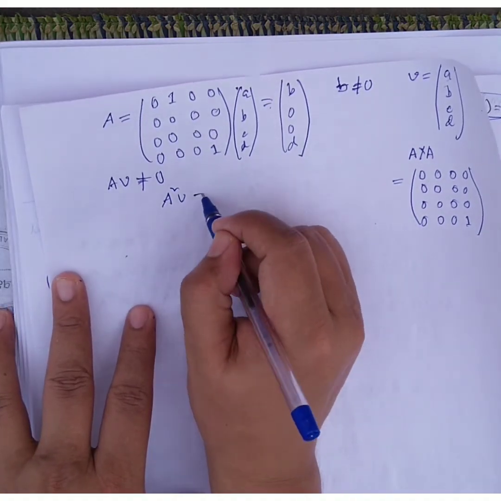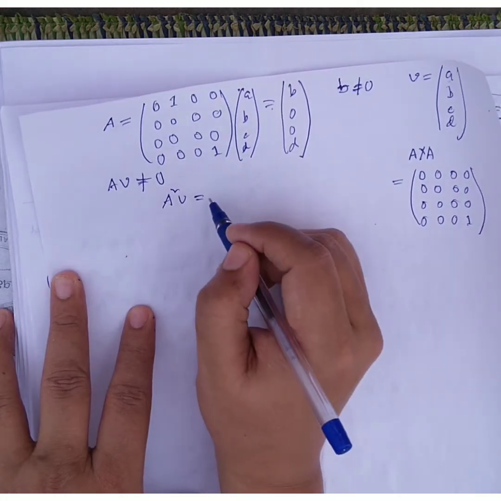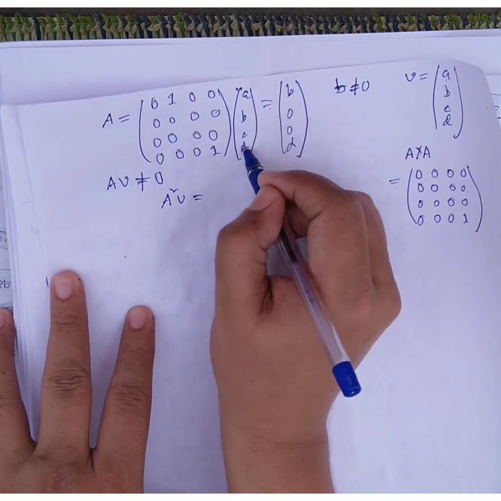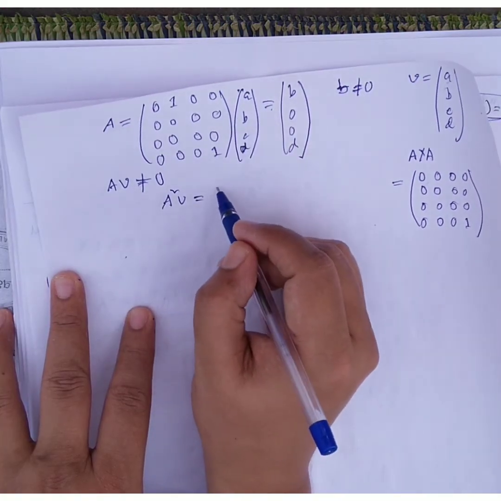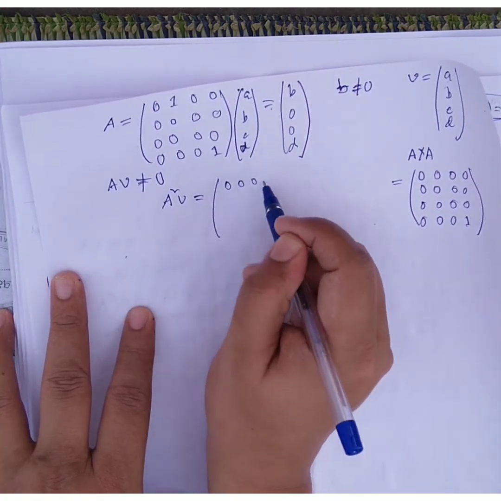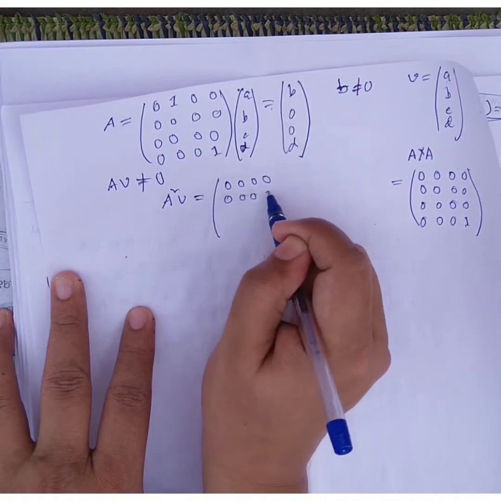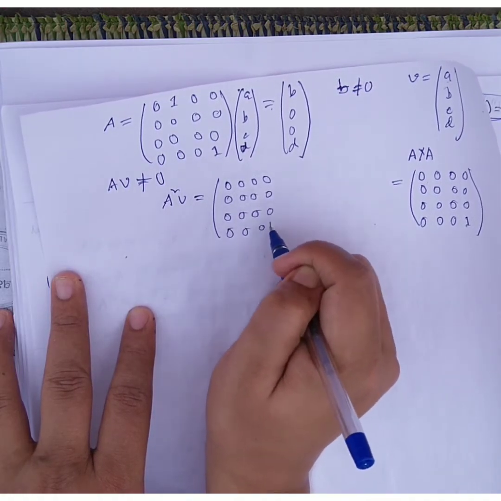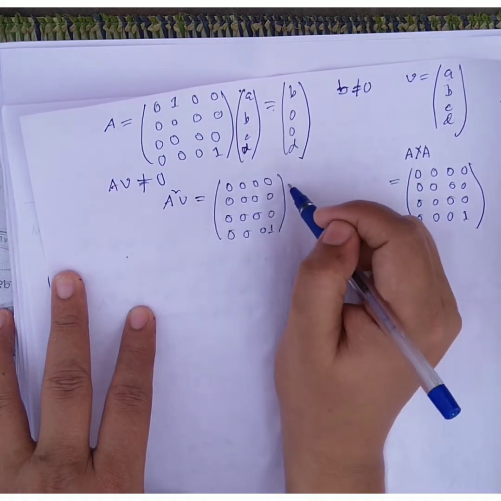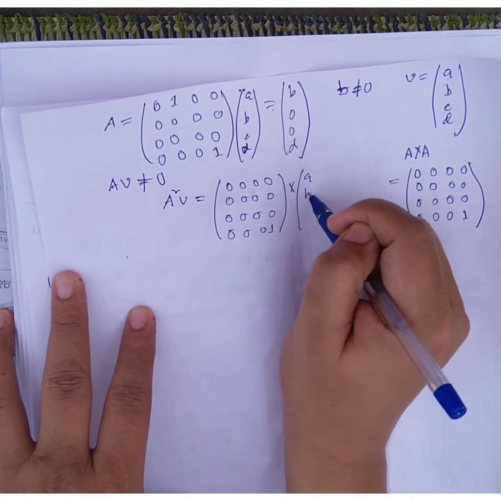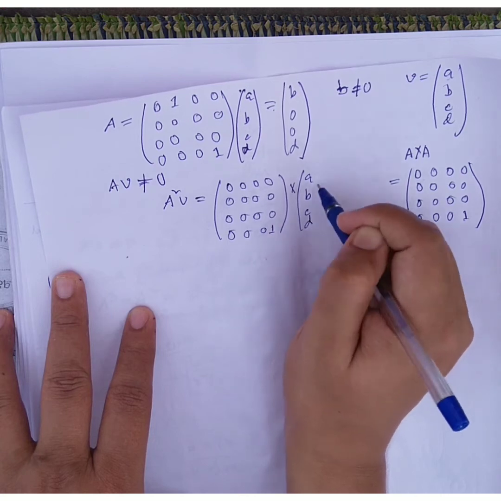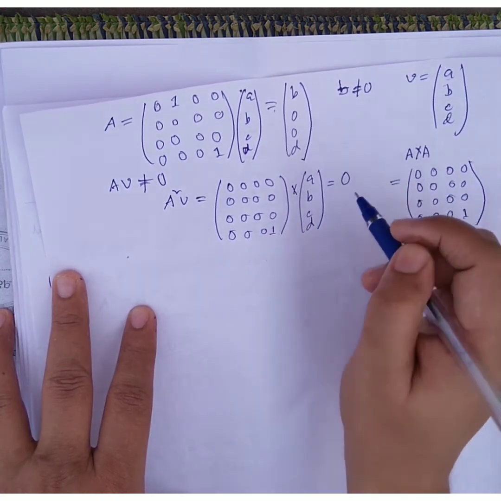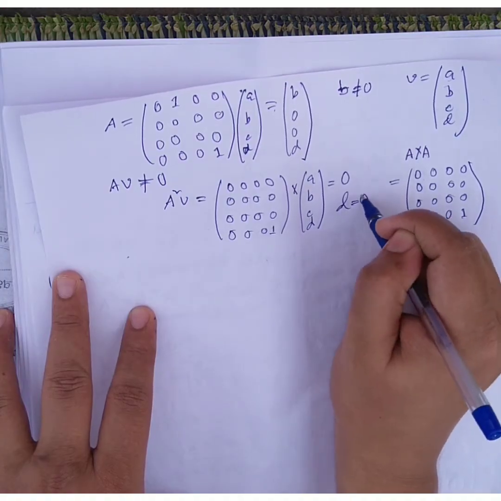And V is my A B C D. If I multiply 0 0 0 0 0 0 0 0 0 0 0 0 0 0 and 0 0 0 1 with A B C D, then it equals, then we can get 0 if D equals 0.